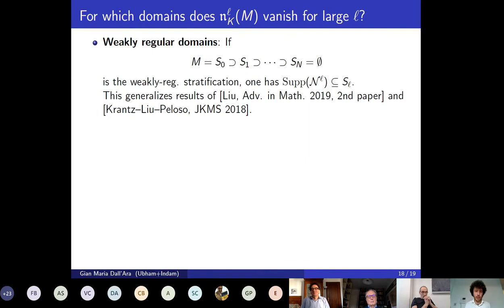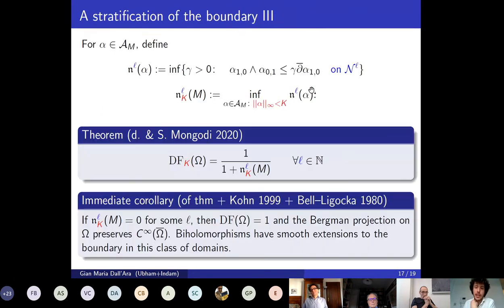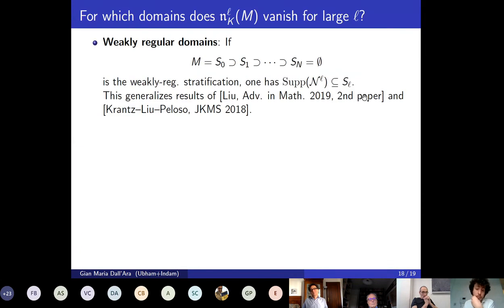So one class is the weakly regular domains. Whenever a domain is weakly regular, we can show that the stratification allows us to conclude that the support of the iterated reduced distribution eventually becomes empty. And this means that if the set is empty, there is nothing to check. And so the infimum here, the norm, sorry, is 0. Okay. And if the norm is 0, the Dierolf-Fornæss index is 1.